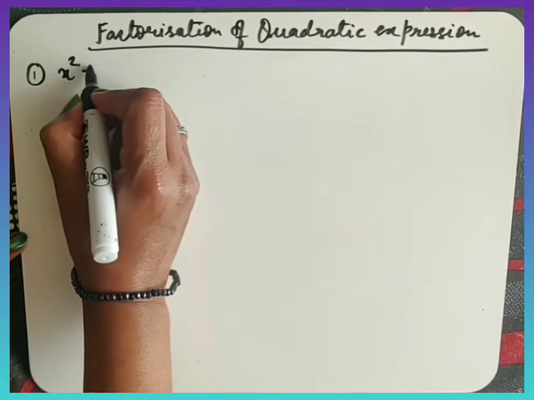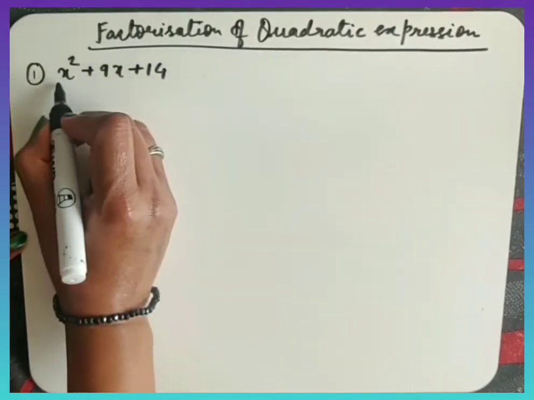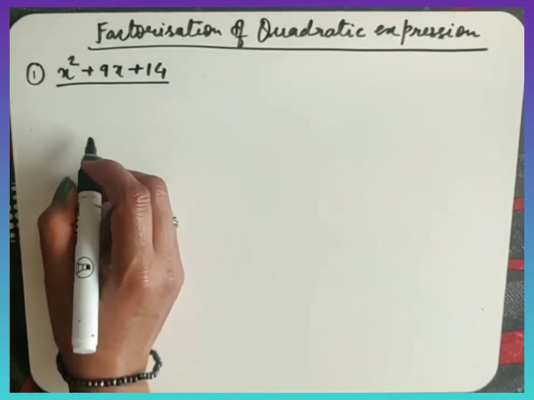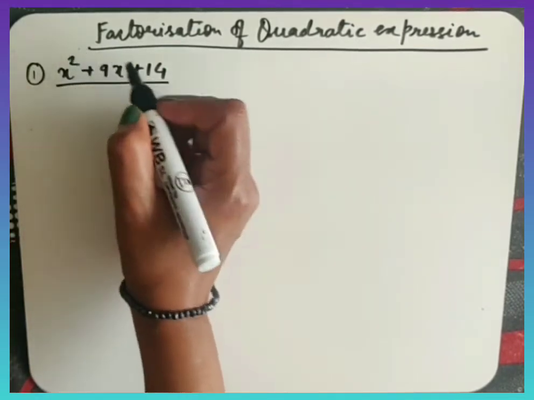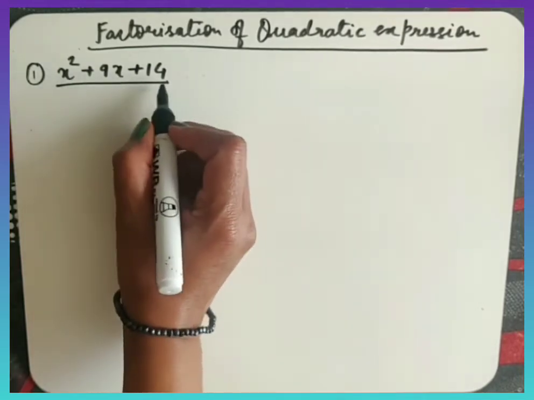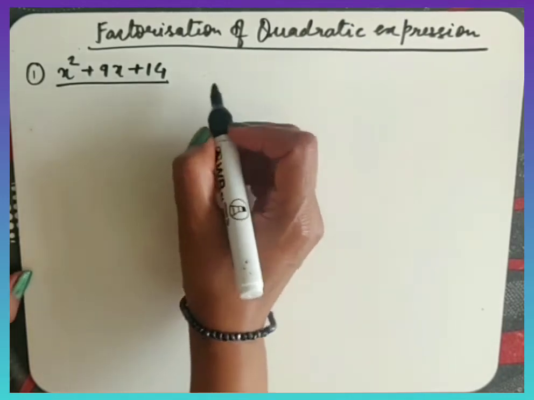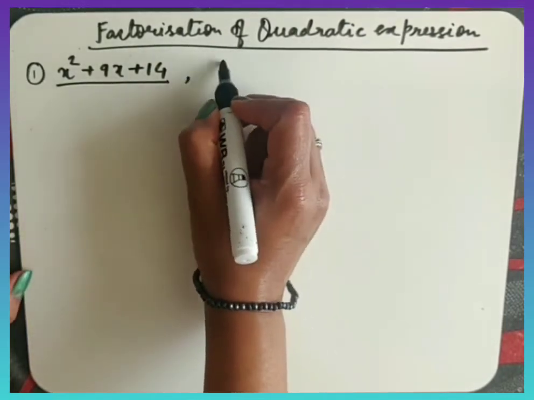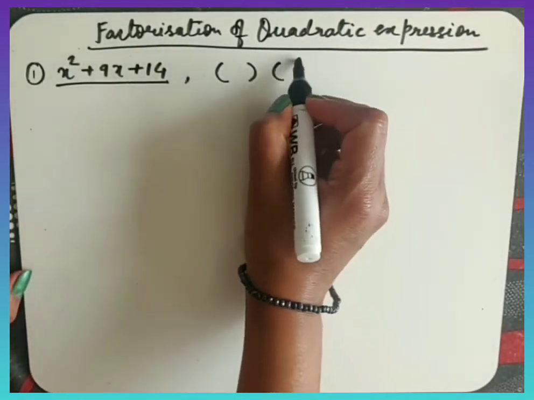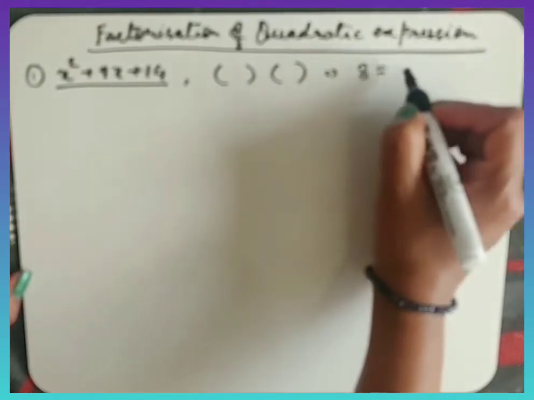x square plus 9x plus 14. As this is a quadratic expression, because the highest power of x is 2, this means this is a quadratic expression. How to factorize this expression? Let's understand what the factors are. Factorization means we need to find two factors. Like if I write 8 equal to 4 multiplied by 2, these are two factors of 8.